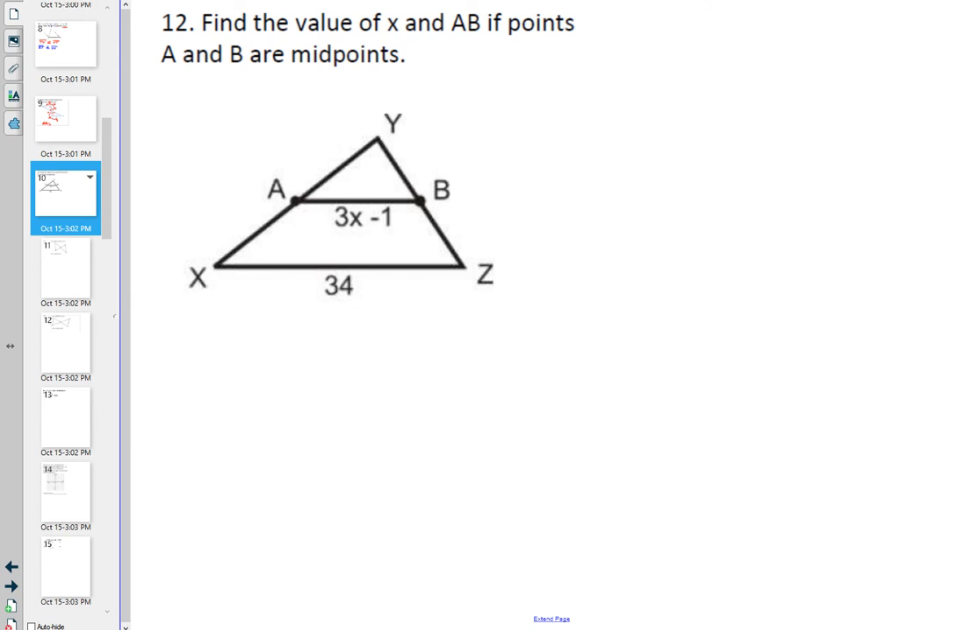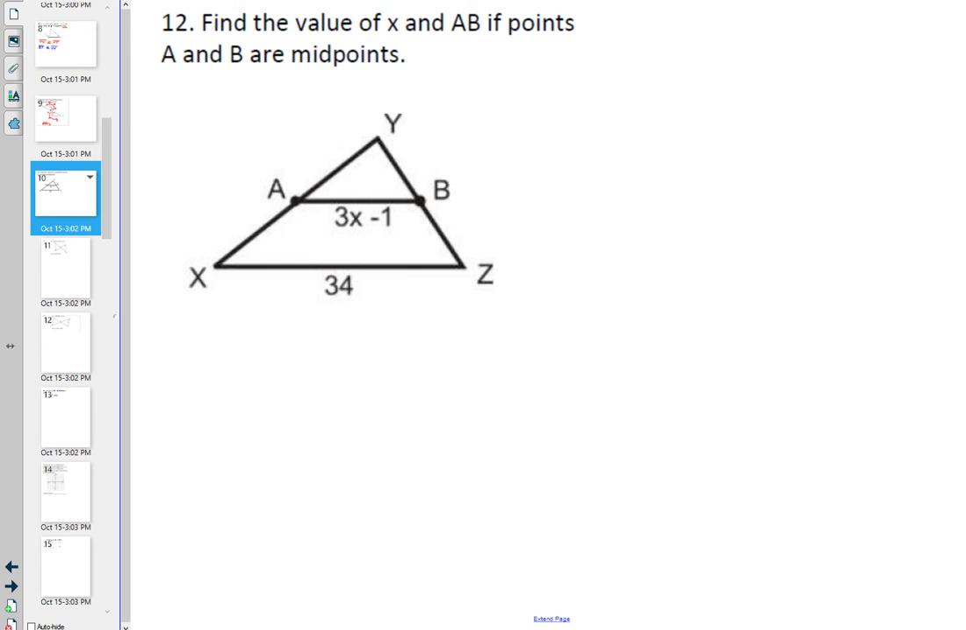If A and B are midpoints, what type of segment is AB? It's a mid-segment. You're missing that sheet? Yeah, that one says number 12. Do you have number 12 on the paper? Most of them are there, but there's certain ones I wanted to focus on.